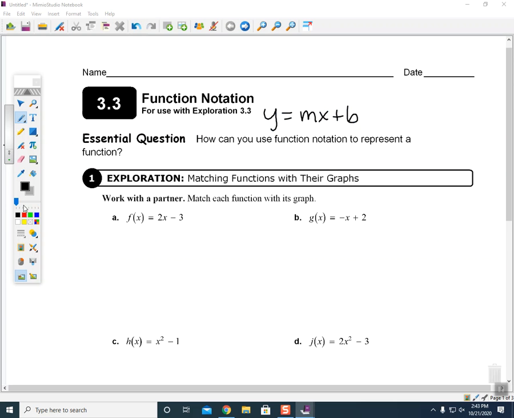Where m is my slope, and b is my y-intercept. My y-intercept means that I'm crossing the y-axis, or the vertical axis, at that point. So this is like an equation for a line, right?